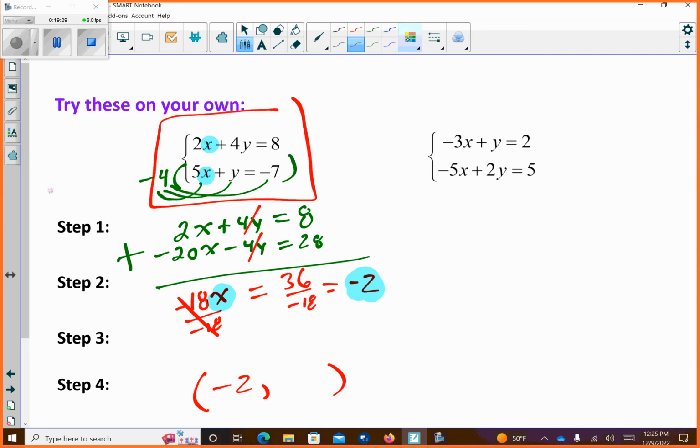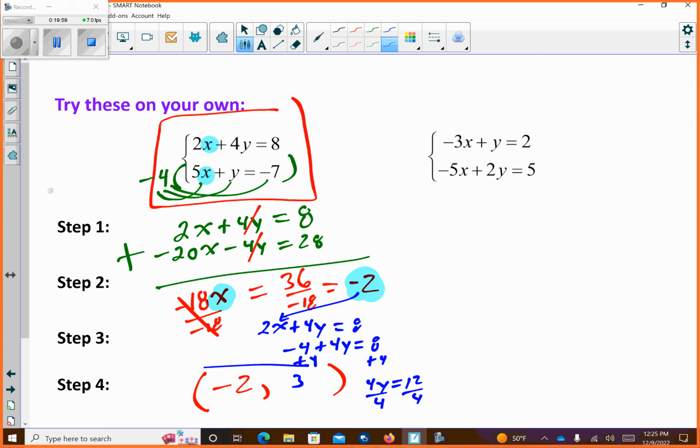All right, so I think we can do this. Go blue. All right, so we said top. So I have this. This x value is going to go right there. So 2 times negative 2 is negative 4. Right, good. Add 4, add 4. 4y equals 12. Divide by 4, and we get the answer of 3. So 2 comma 3.